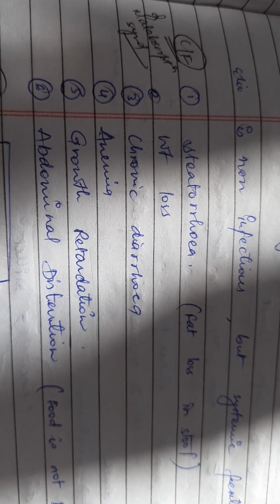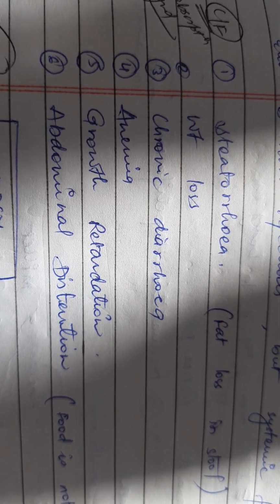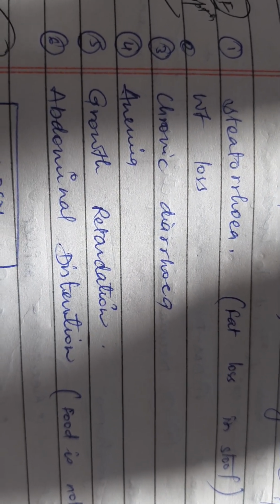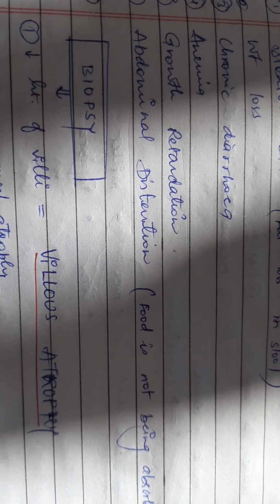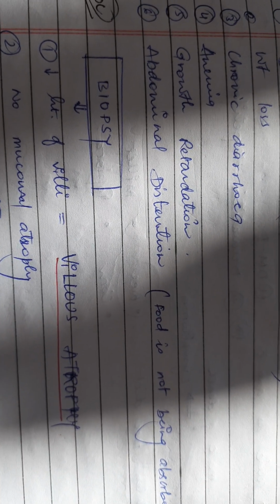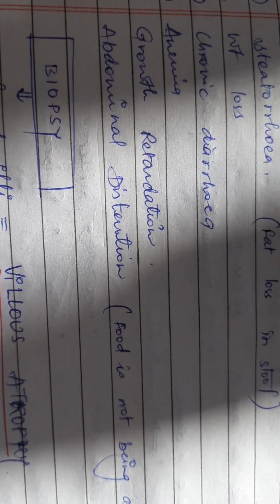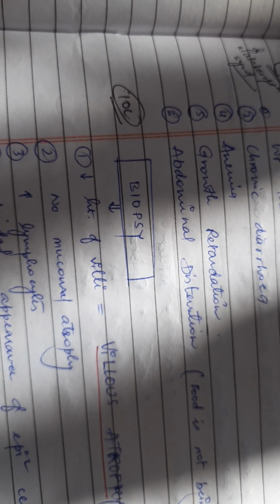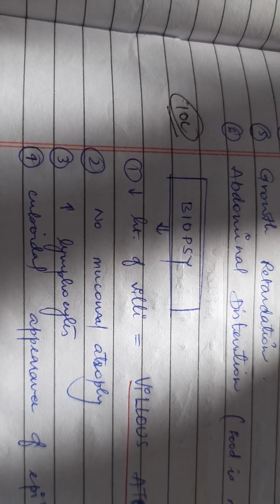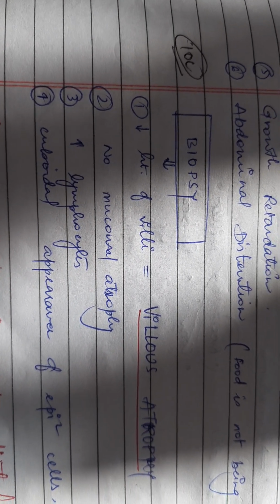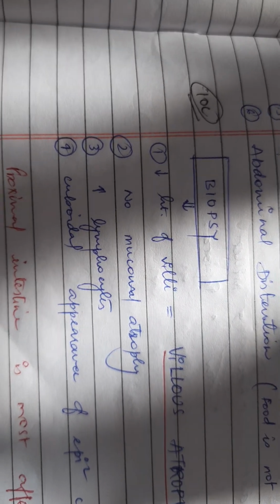Clinical features of malabsorption syndrome are steatorrhea, fat loss in stool, weight loss, chronic diarrhea, anemia, growth retardation, and abdominal distension. Abdominal distension means food is not being absorbed; the abdomen is full and distended because food is not digesting. Investigation of choice in celiac disease is biopsy.